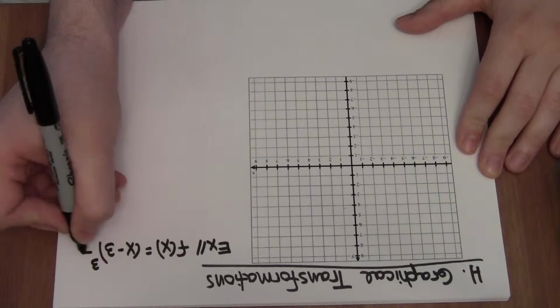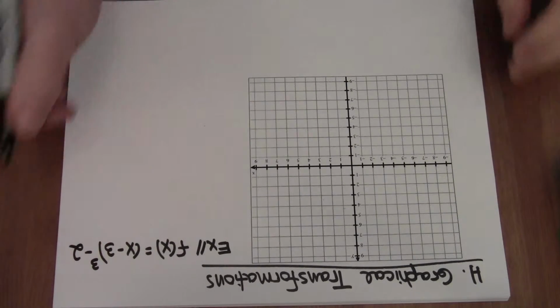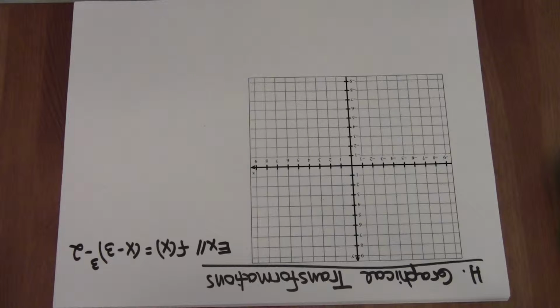The first example we're going to look at is sketching f of x equals x minus 3 to the third minus 2. What we need to do is figure out, based on the function we're given, what the parent function will be. Then we'll apply our various transformations to that.